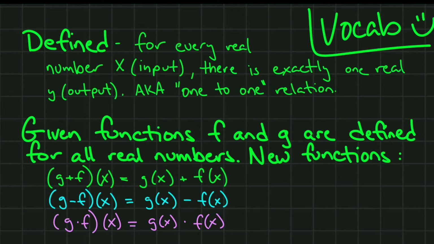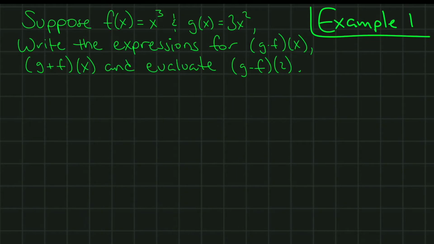We have g plus f of x, which is the same thing as g of x plus f of x. We have g minus f of x, which is the same thing as g of x minus f of x. And g times f of x is equal to g of x times f of x. All right, let's go ahead and look at the first example.